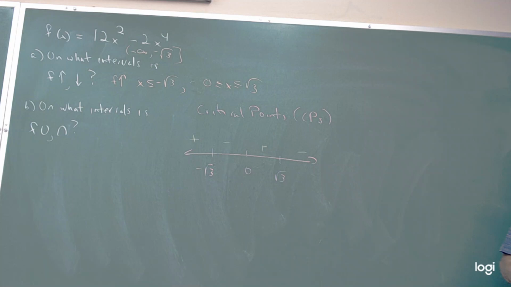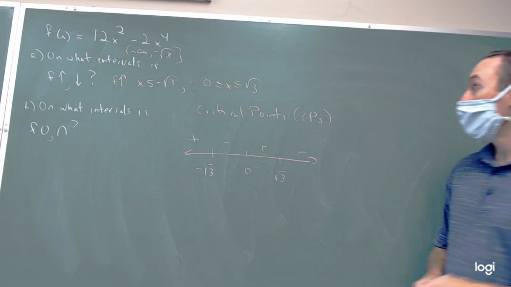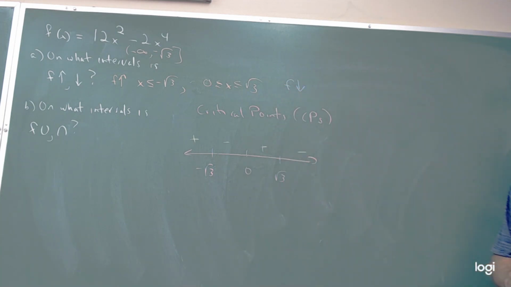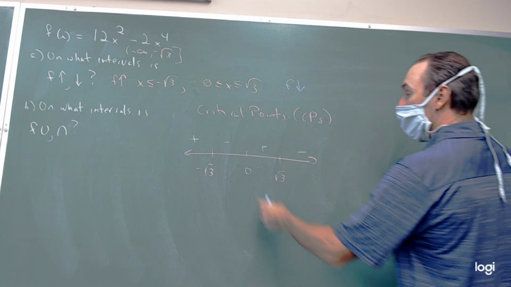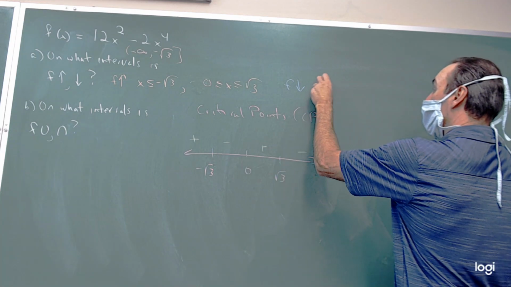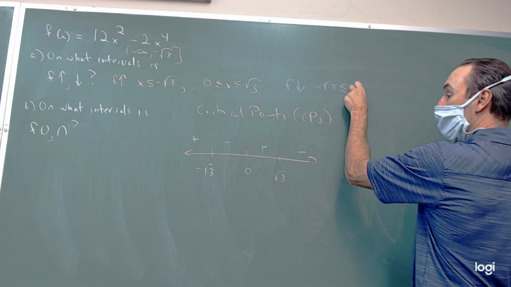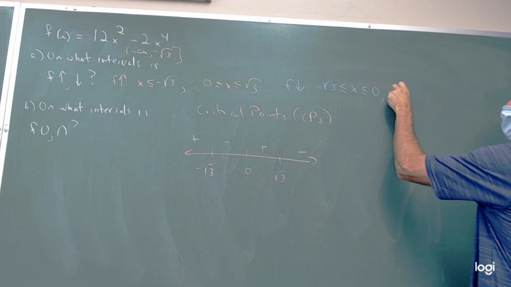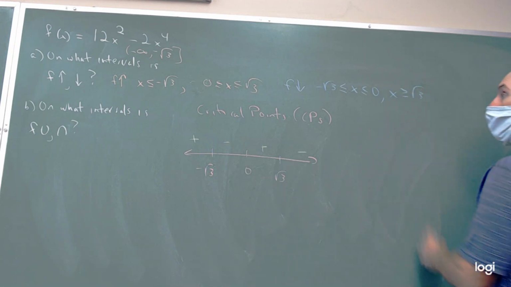Good to go? Any nods of heads? Okay. And then f is decreasing on the intervals where the derivative is negative. We're going to include the endpoints. So that's going to be from negative square root of 3 less than or equal to x less than or equal to 0, also for x greater than or equal to square root of 3.